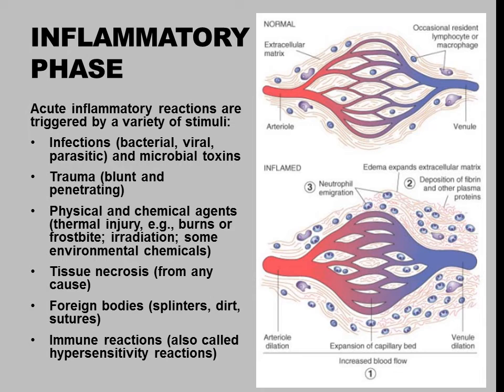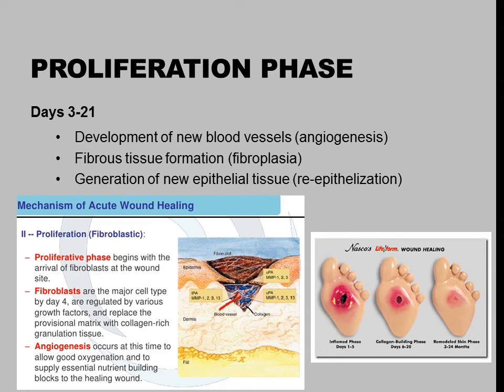Acute inflammatory reactions can be triggered by a variety of stimuli, anything from infections, trauma, physical and chemical agents, tissue necrosis, foreign bodies, and immune reactions. The proliferation phase occurs from days 3 to 21. During this phase, development of new blood vessels or angiogenesis occurs. The fibrous tissue or fibroplasia also occurs, and the generation of new epithelial cells or reepithelialization occurs.